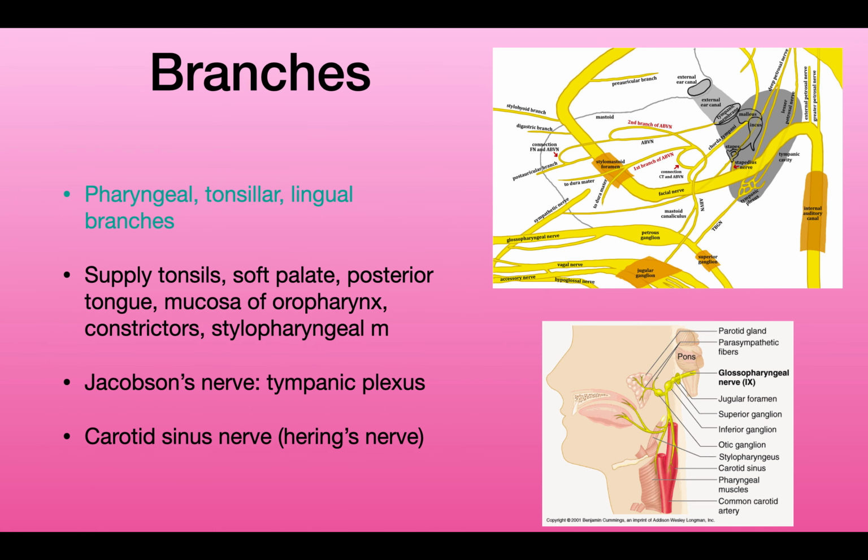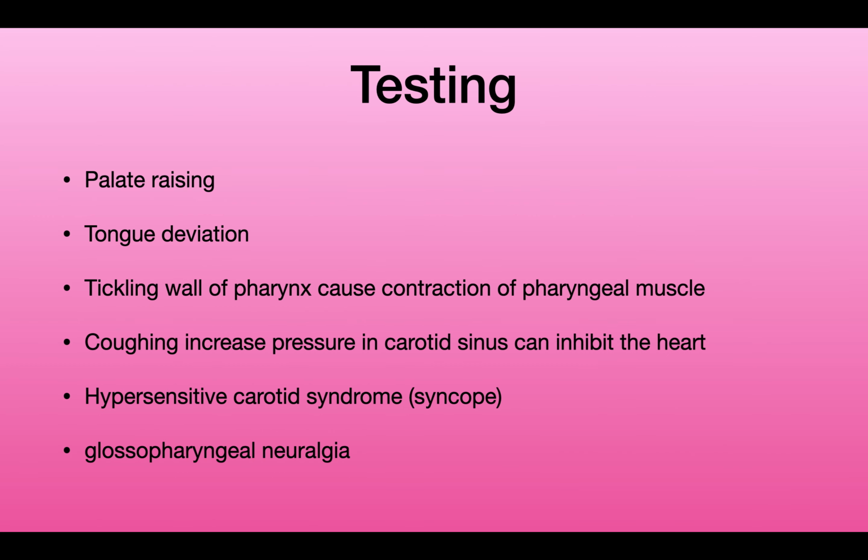There are the pharyngeal, tonsillar, and lingual branches of the glossopharyngeal nerve, and it supplies all of this. Jacobson's nerve is the main nerve to the tympanic plexus. The carotid sinus nerve is called Hering's nerve.